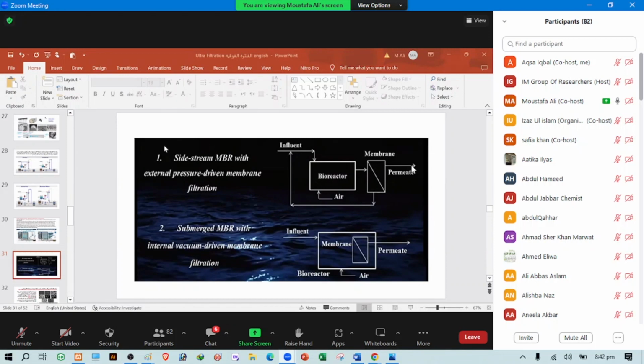So for the sidestream, we can use dead end, and at the same time we can use cross flow. But for the pressurized system, cross flow application is highly recommended. For the submerged system, of course, it is just dead end filtration. I hope this point is very clear for you. If anybody has a question, because we will move to the next point, the third point, which is very difficult, and I hope we can get it easy. Any question till now?